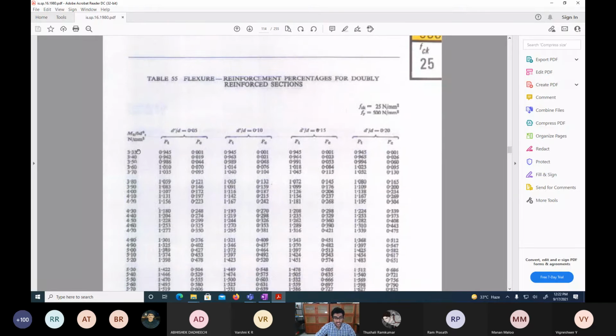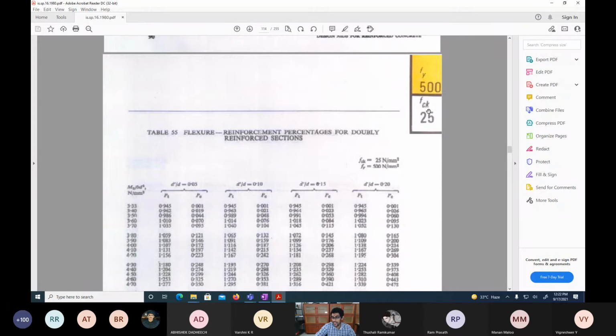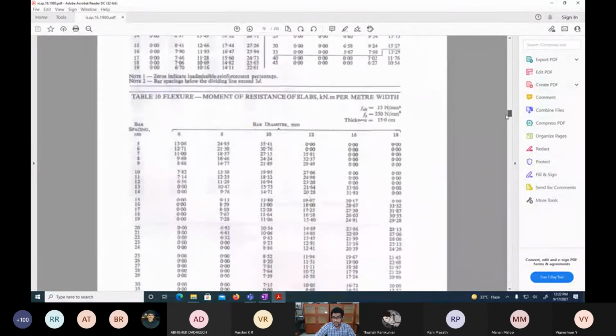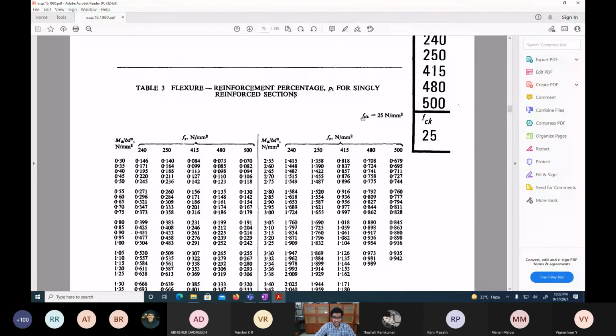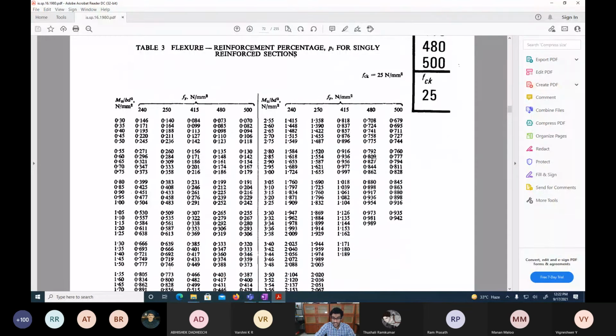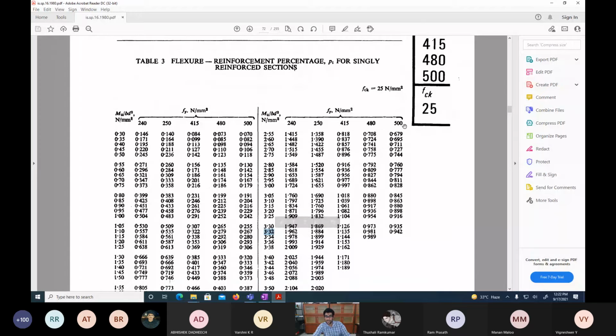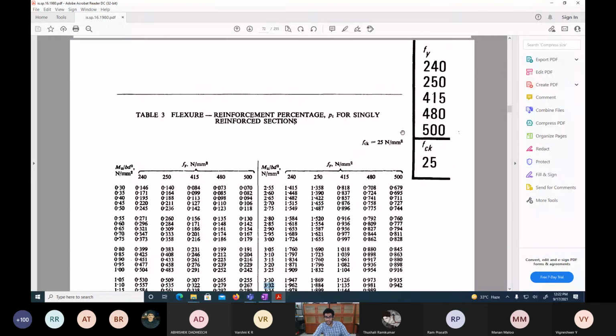One thing you will notice is the starting number of Mu by bd square. Okay, it is 3.33. The starting number of Mu by bd square itself is 3.33 for F500 and FCK25. Now what you will observe is, if you go to the singly reinforced beams table for FCK25 and FE500, the last value of Mu by bd squared is only till 3.32. Okay, so only till 3.32 you have the singly reinforced section table for FCK25 and F500.